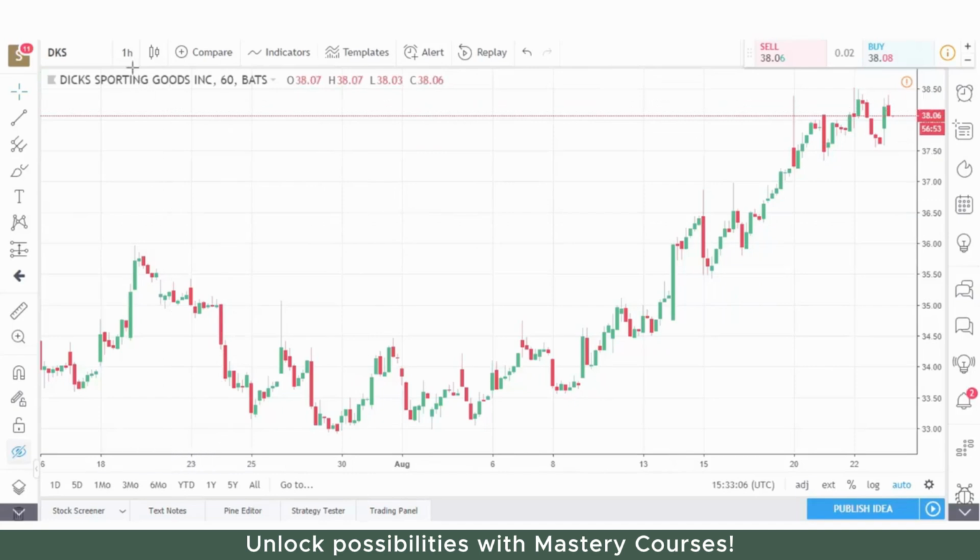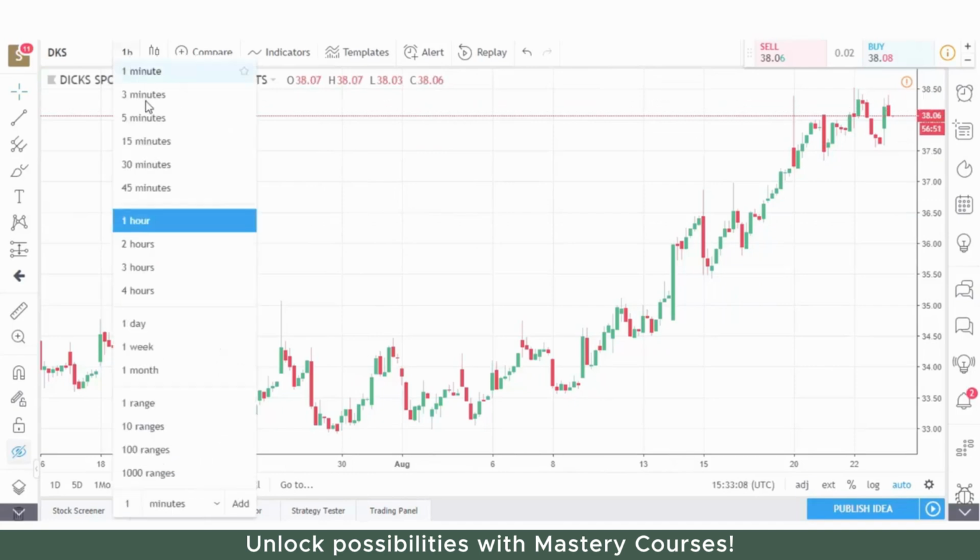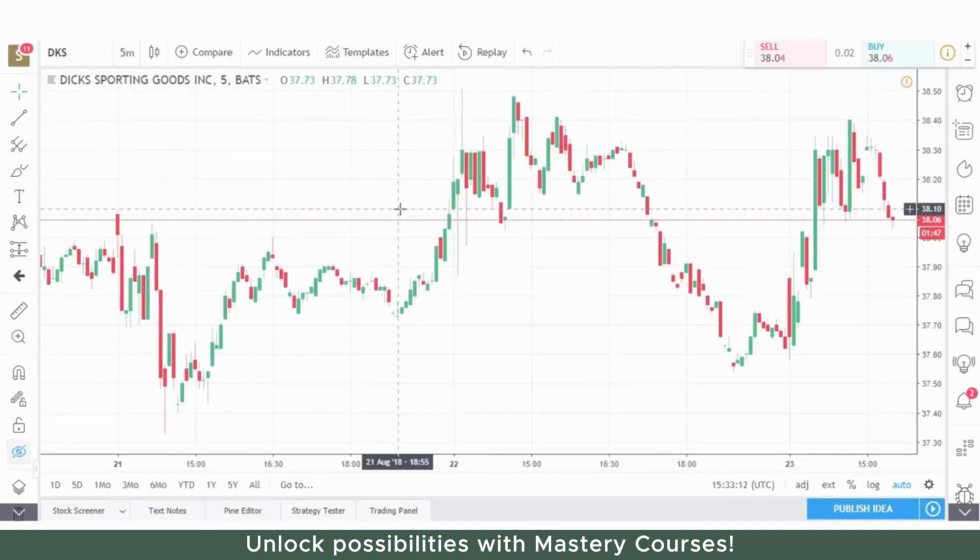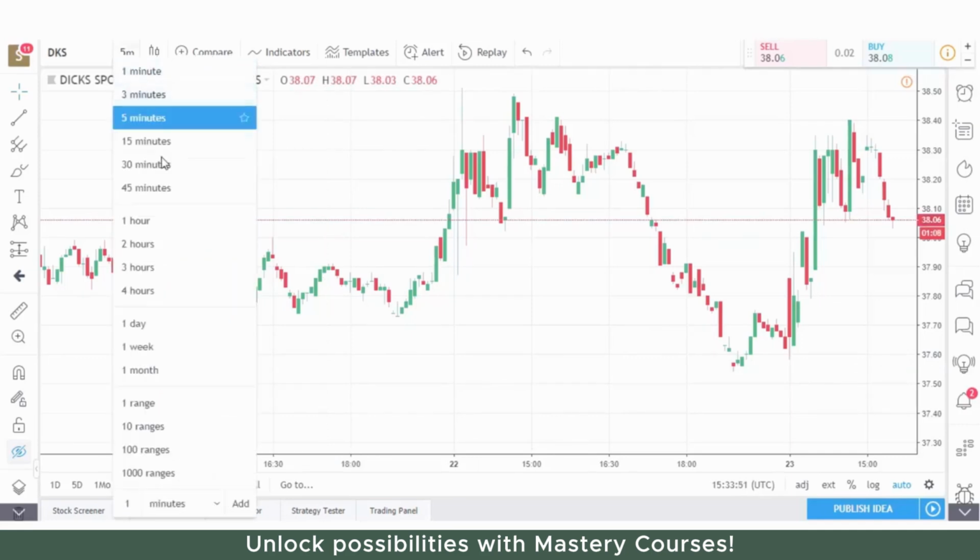Now let's zoom in to the 5-minute chart and see what we see here. So looking at the 5-minute chart, 38 is the level where we have some resistance and support. But if we look a little bit lower, we see that around the 37.5 to 37.60 level provides support. So if we want to be more aggressive in our hourly trading, we go back to our hourly chart.